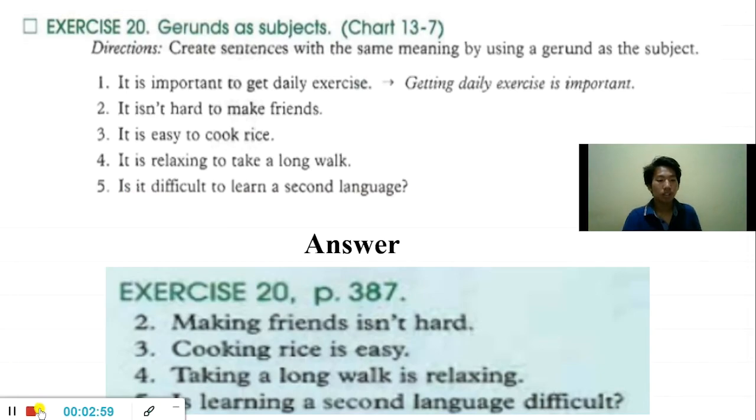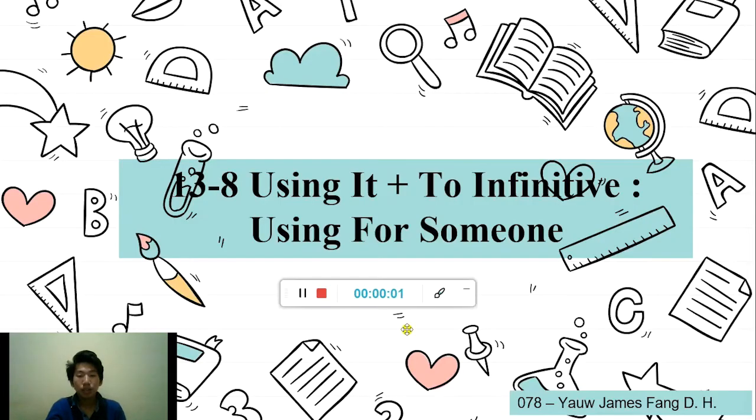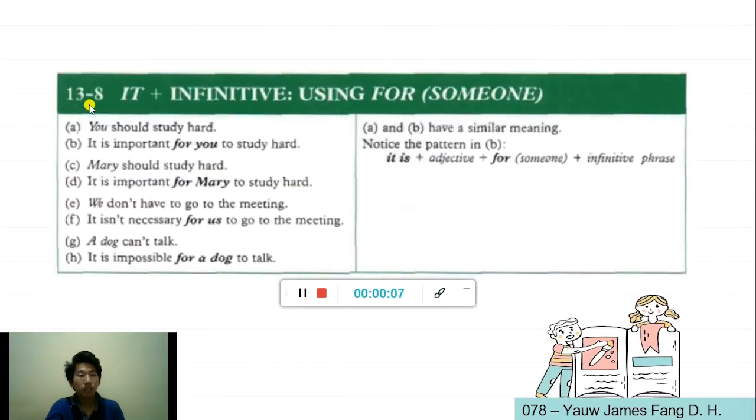Then I explain about it plus to infinitive using for someone. We look at part A. You should study hard. We can change the sentence of part A to be part B with the pattern it is plus adjective plus for someone plus infinitive phrase. Look, part A: you should study hard, and then part B: it is important for you, because the subject is you, and the infinitive phrase is to study hard.